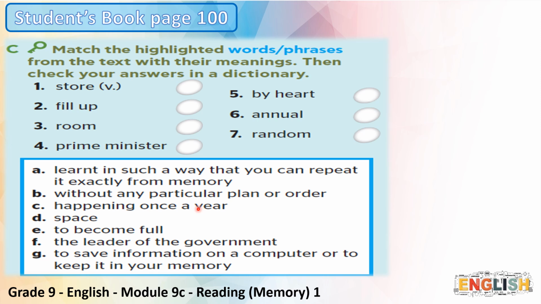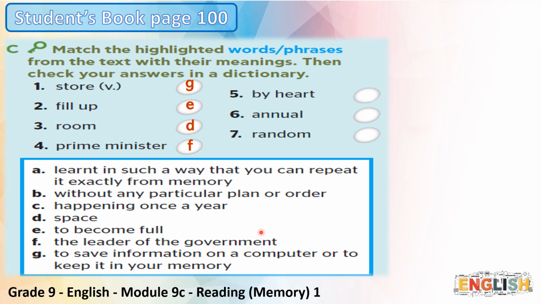Number 1, store. That's right, it's with G. To save information on a computer or to keep it in your memory. Number 2, fill up. It's with E, to become full. Number 3, room. Excellent, it's with D, space. Number 4, prime minister. That's right, it's with F, the leader of the government.